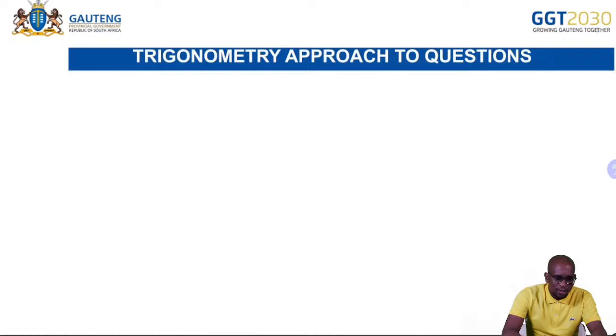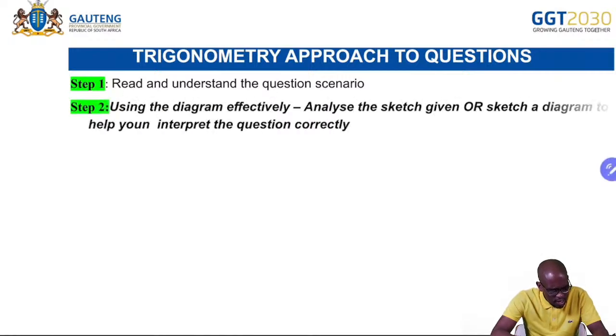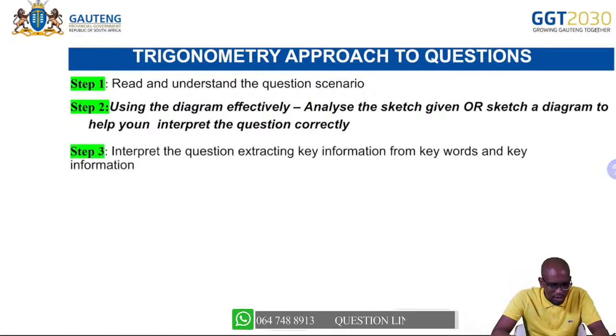Right, now let us look at the approach to questions. How do I approach trigonometric questions? One, I need to read and understand the question scenario. That's very, very important. Number two, we can use a diagram if the question instructs, or if it's a question that needs a diagram. And if the diagram is given, it's important to know how to analyze. But if it's not given, it is important to know how to sketch it where applicable. Right, now step 3, you interpret the questions, extracting key information. That's very, very important. Key information should always be extracted from those questions.